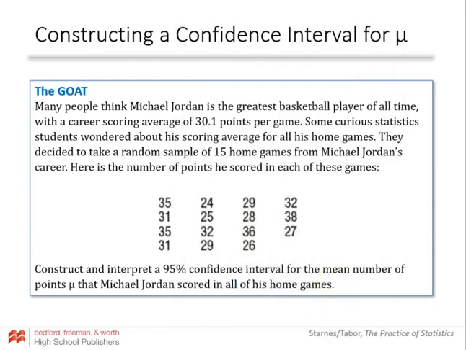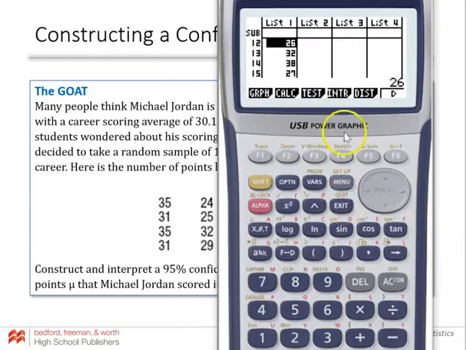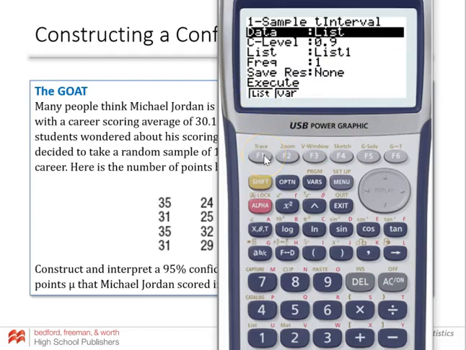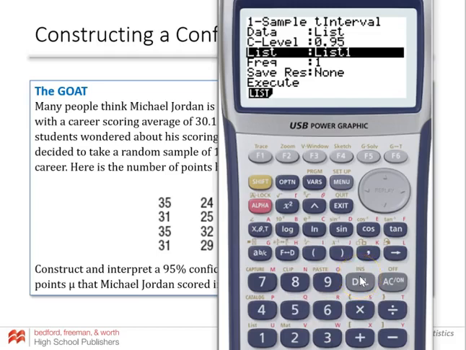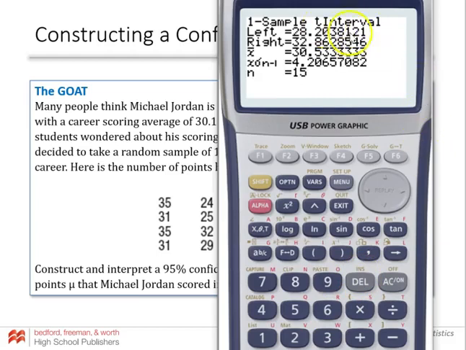We can get the same answer from the Casio, so I'm going to exit back out to the main menu. I want interval. This time we're doing a T interval, and it's a 1 sample. Same thing here: if they gave us the mean and standard deviation, we would do variable, but we have the data typed in the list. We want a 95% confidence interval. My data is in list 1, leave the frequency at 1, and then it gives you the interval again, 28.204 to 32.863.